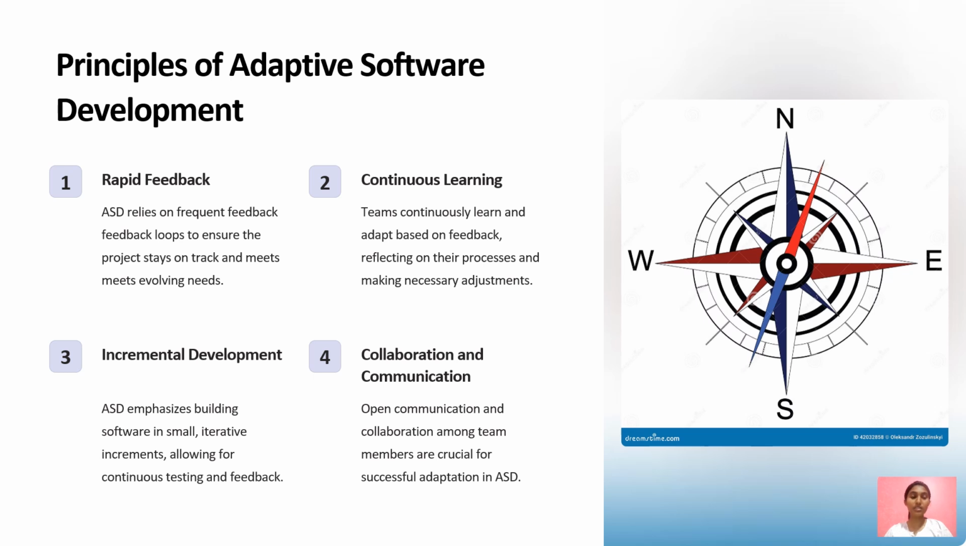The third one is incremental development. ASD emphasizes building software in small iterative increments, allowing for continuous testing and feedback. The fourth one is collaboration and communication. Open communication and collaboration among team members are crucial for successful adaptation in ASD. These four principles work together so that adaptive software development will give the desired outcome.